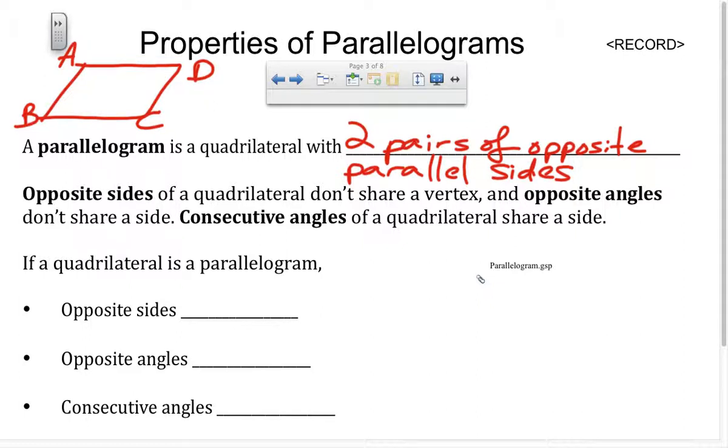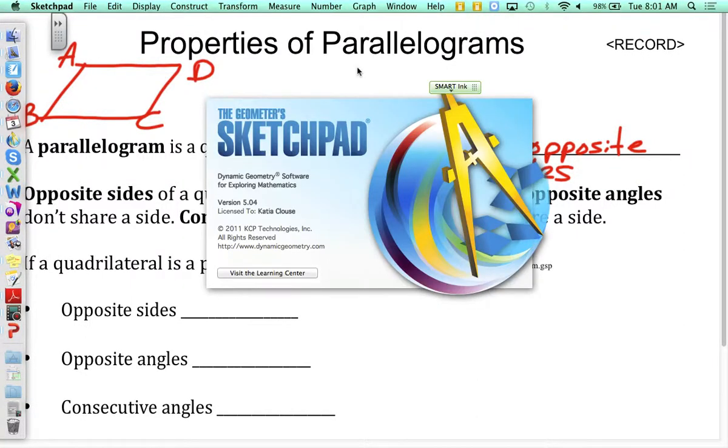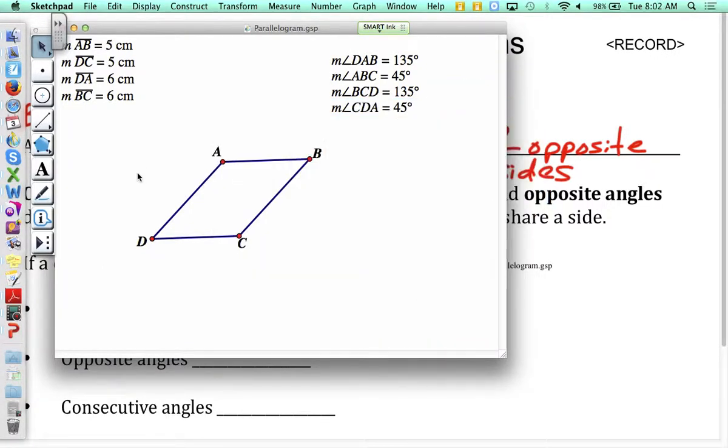Fantastic. Consecutive angles of a quadrilateral share a side. Another way to think about it is that consecutive angles are the angles right next to each other. So, for example, a pair of consecutive angles, one person, please. Grace. Angles A and B are consecutive angles. Okay, so I wanted to make sure that we're all talking the same language before we looked at a parallelogram and the properties therein.